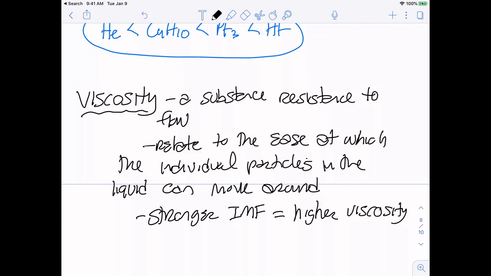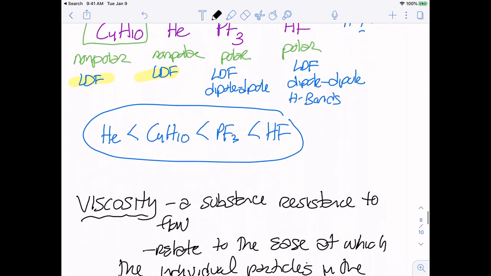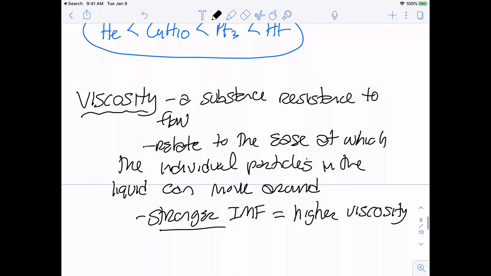So if I was to go back up to this last example and say rank the following in order of increasing viscosity, I'm going to get the exact same answer, because what I'm really saying is rank them in order of increasing strength of intermolecular forces. The stronger the intermolecular forces, the higher the viscosity. The stronger the intermolecular forces, the higher the boiling point. So those two are going to coincide with each other.